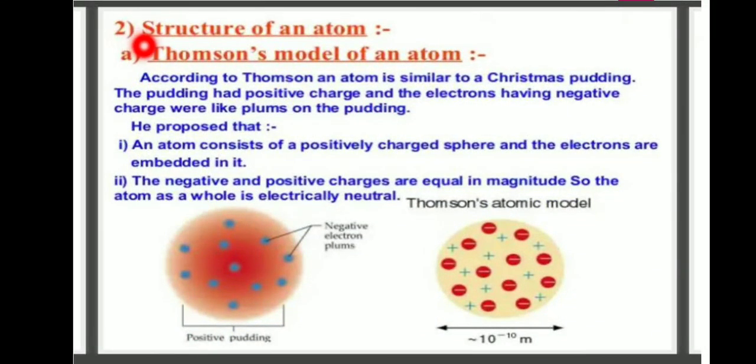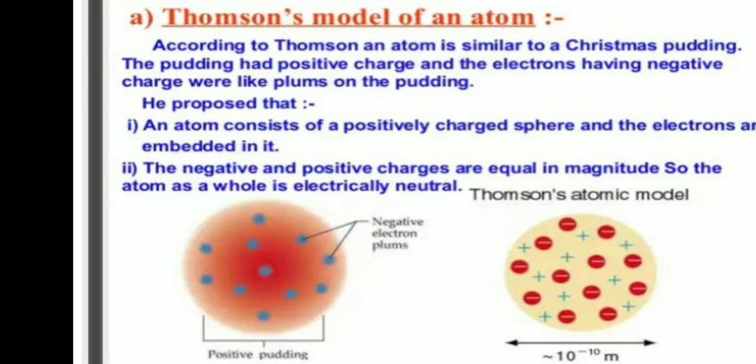Second point, structure of an atom. First, Thomson's model of an atom. It's a very important question. According to Thomson, an atom is similar to a Christmas pudding. The pudding had positive charge and the electrons having negative charge were like lumps on the pudding. He proposed that an atom consists of a positively charged sphere and the electrons are embedded in it.